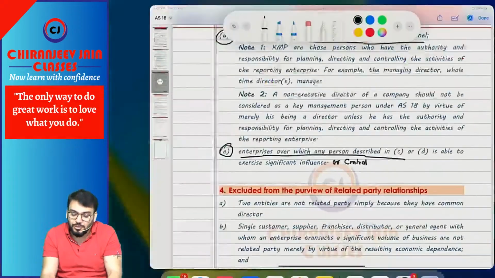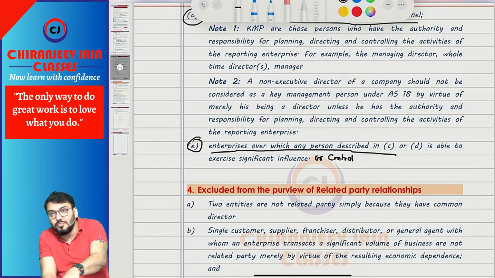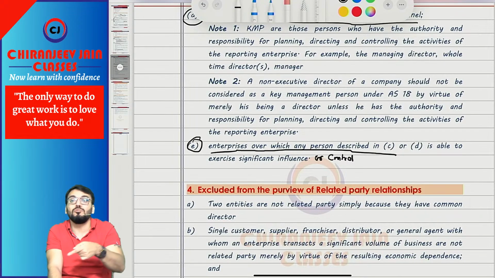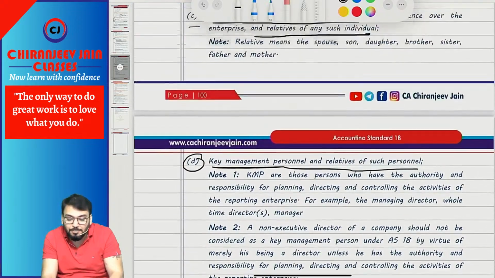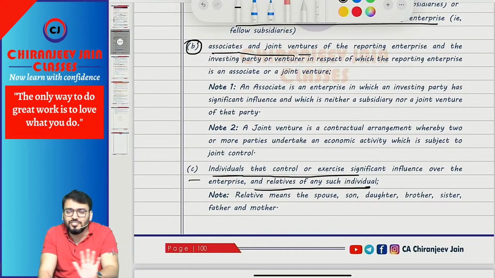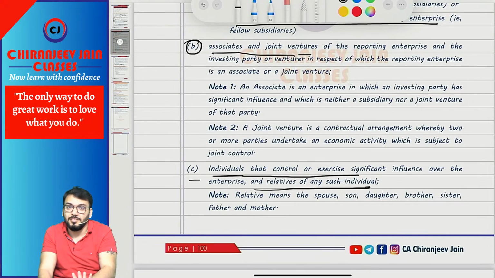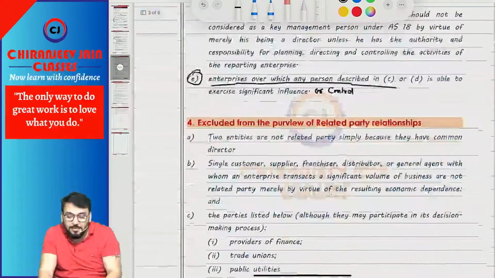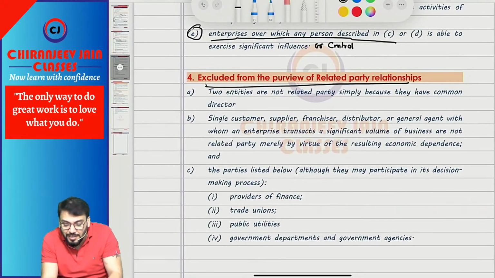So for Ram Limited, Sita Limited is what? Related party. Understood? So any entity over which a person described in C and D above is able to exercise significant influence, that entity will become a related party to the reporting entity. Understood? So these are covered in related party relationship. Apart from this, other relationships will not be counted. Means if there is any other relationship, that will not be covered under this chapter. Understood this point? Therefore, they have given some clarification. These are excluded from the purview of related party relationship.